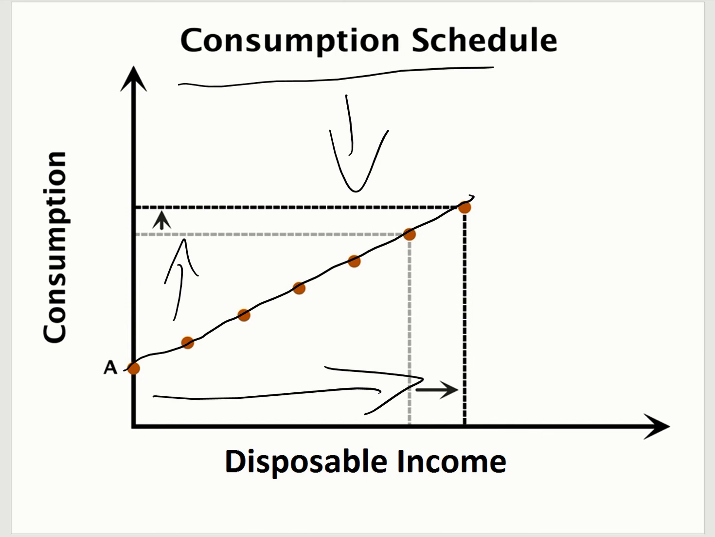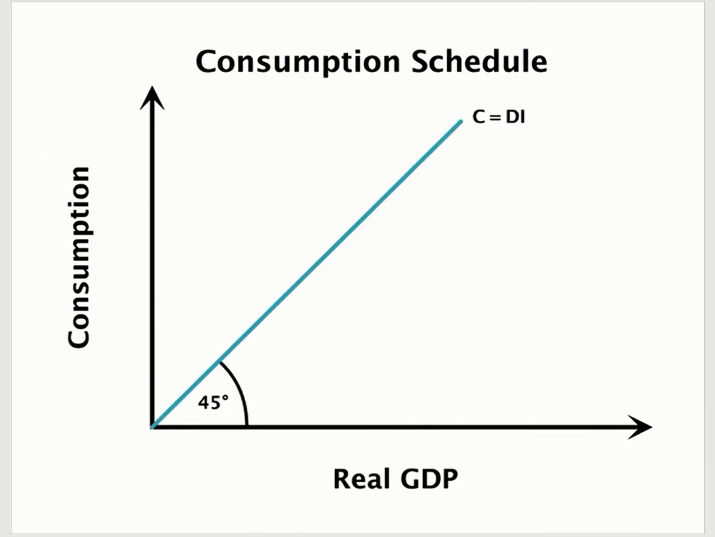Okay, so we're also going to introduce here a 45-degree line. Now this 45-degree line is very special because anywhere on this line, we're saying that your consumption equals your disposable income. DI stands for disposable income. Now let's think about what that means. If your consumption is equal to all the money you have, then how much is your saving?